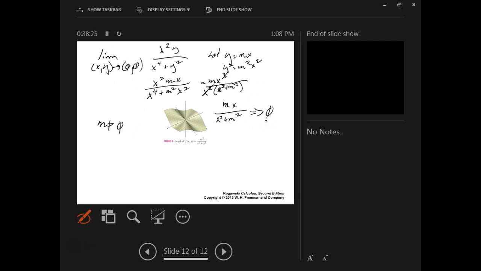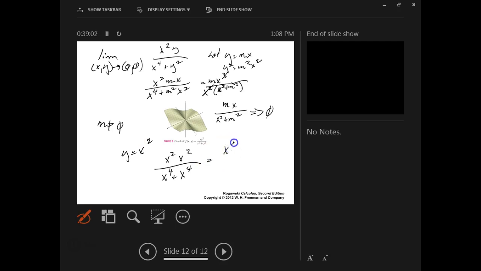However, this does not mean that all paths through the origin yield the same limit. Consider the path along the parabola y equals x squared. So here's one we'll say y is equal to x squared. You're coming down along a parabola. So what do you have there? X squared times x squared over x to the fourth plus x to the fourth, because if y is equal to x squared, y squared would be x to the fourth.